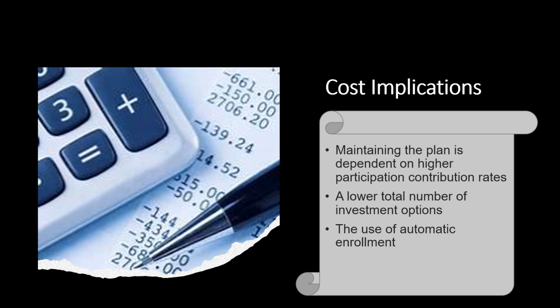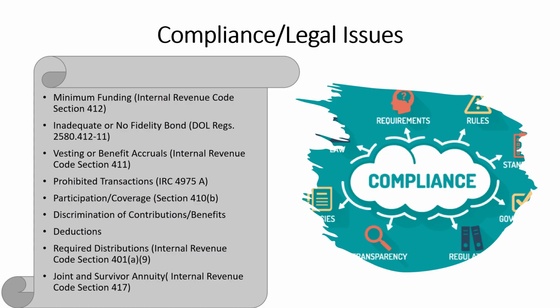Compliance legal issues that need to be understood for defined benefit plans are minimum funding, inadequate or no fidelity bond, vesting or benefit accruals, prohibited transactions, participation coverage, discrimination of benefits, deductions, required distributions, and joint and survivor annuity.